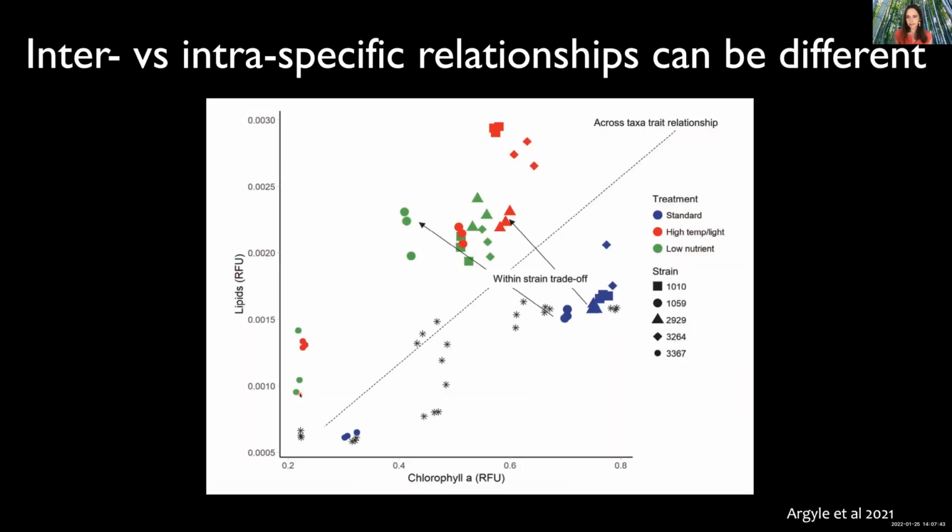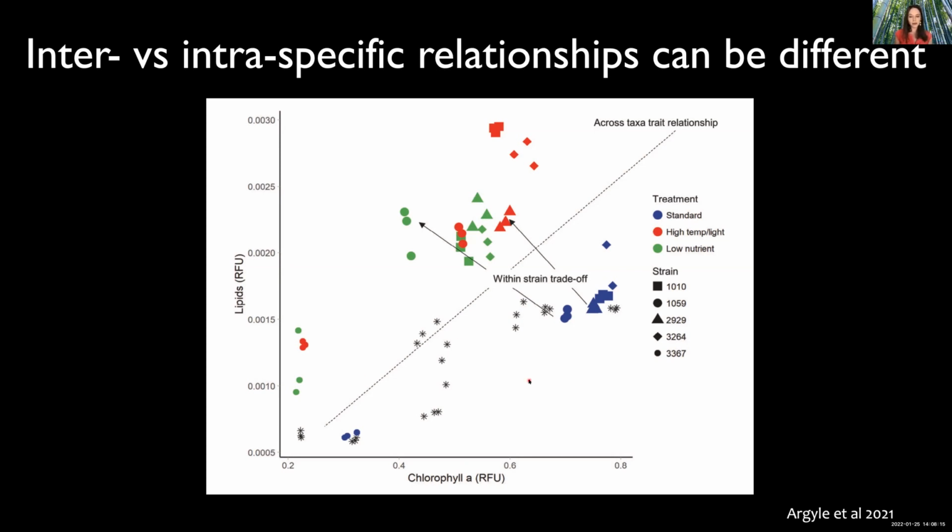So this is an example coming from Blasia Syra. This is part of our collaboration coming out of Martina Doblin's lab, that if you look across a whole bunch of different strains, there is quite a nice relationship between cellular chlorophyll content on the x-axis here and cellular lipid content on the y-axis. So that's all the points. This is our cross-taxa relationship. So if we were to put this into a model, we would predict that if chlorophyll went up, then lipid content would go up.